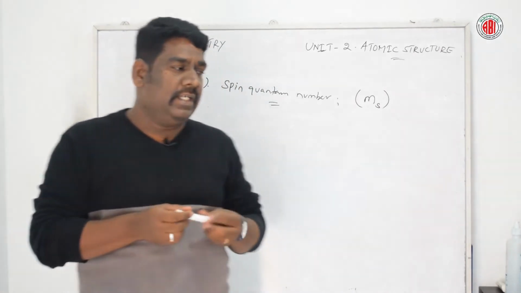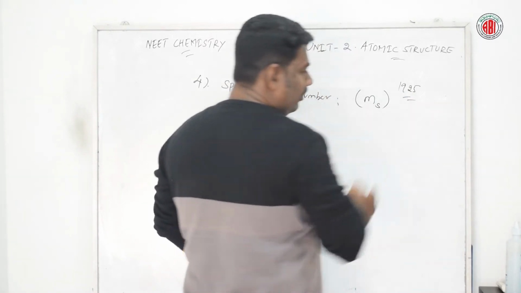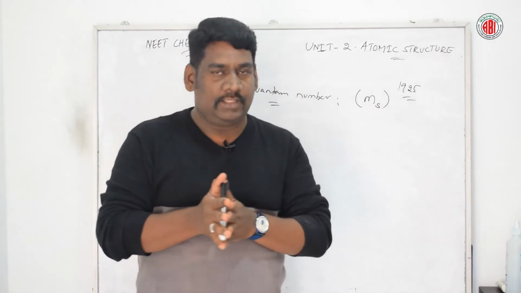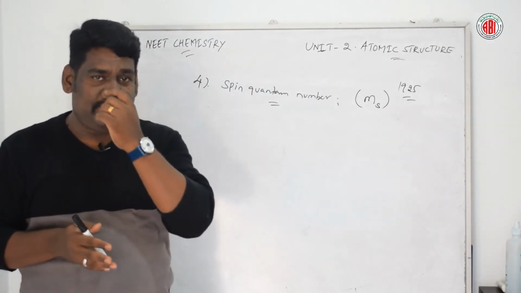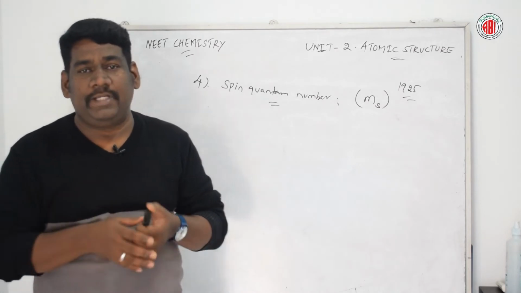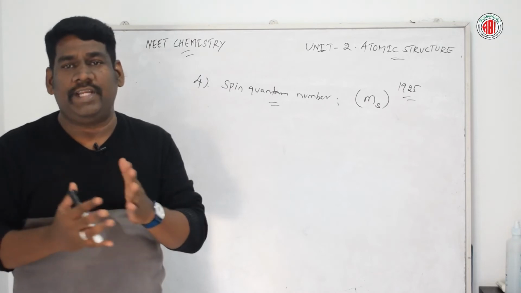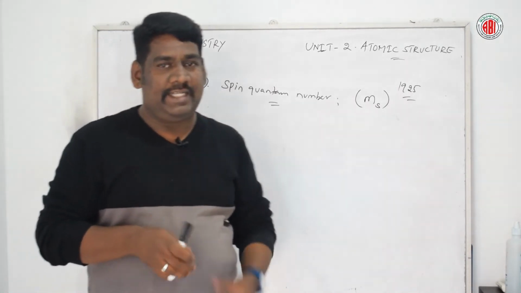For example, in the year 1925, Uhlenbeck and Goudsmit proposed the fourth type of quantum number, which is also called the electron spin quantum number. This quantum number describes the spin orientation of the electron, and it is denoted by the letter small m and s.